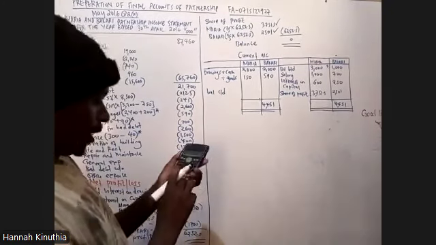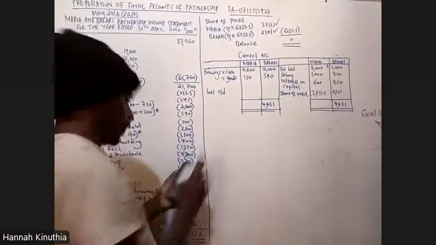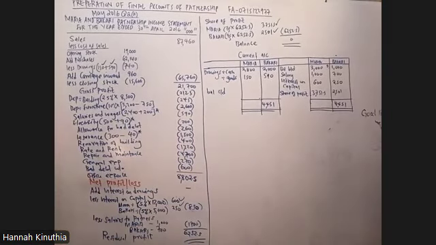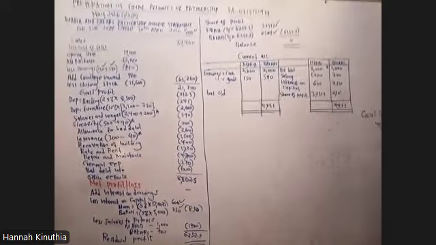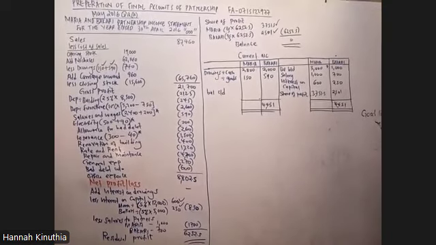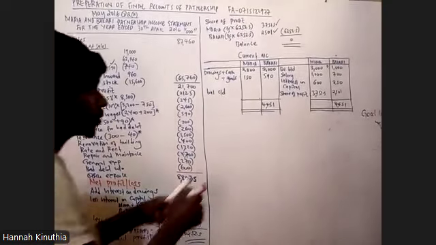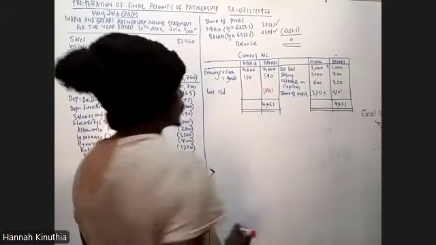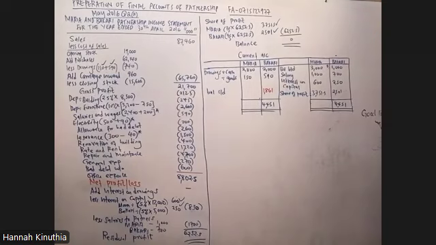So 4451 minus 2,000 minus 590. So our balance carry down, mimi napata ni 1861. Sijui kama mnapata the same thing. 1861. I think that one is the correct amount.